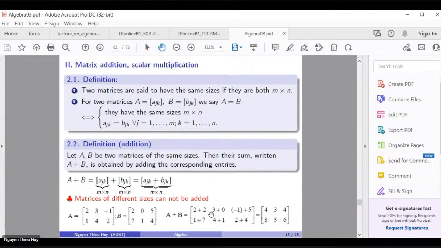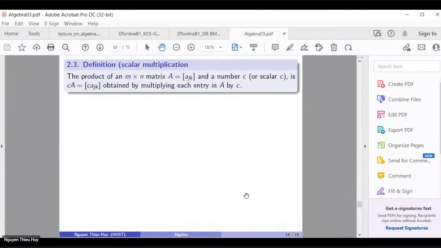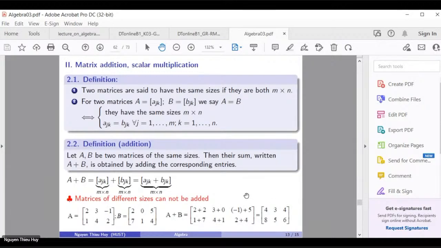This is just for fun, but this is important, as you will see later. So we add the corresponding components. So -1 here should be added with 5 here, the first row and third column. Similarly, 1 plus 7, 4 plus 1, 2 plus 4. Correspondingly, this is really clear, and of course, it's easy.